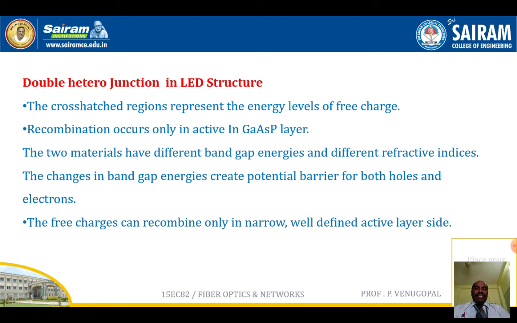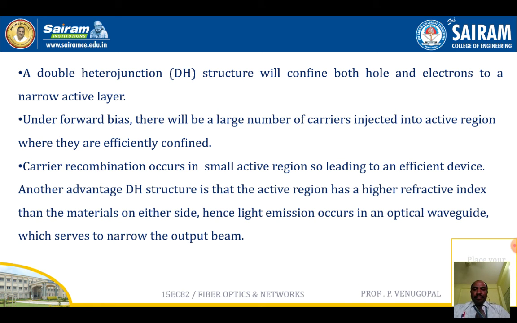The cross-hatched regions represent energy levels of the free charge. Recombination occurs only in the active indium gallium arsenide phosphide layer. The two materials have different band gap energies and different refractive indices. The changes in the band gap energies create the potential barrier for both holes and electrons. The free charges can recombine only in the narrow, well-defined active layer, referring to the figure. A double heterojunction structure will confine both holes and electrons to a narrow active layer.